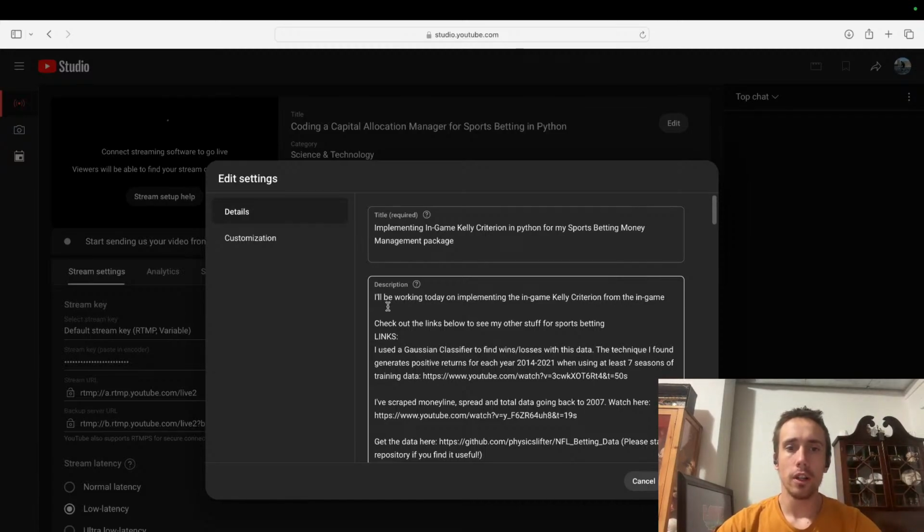Okay, so it's going to be a complicated strategy, but the first step could be using this in-game Kelly Criterion here. This is the simple Kelly Criterion. Not much to it, very easy to find. This complicated Kelly Criterion is if you're holding multiple bets on the same thing.